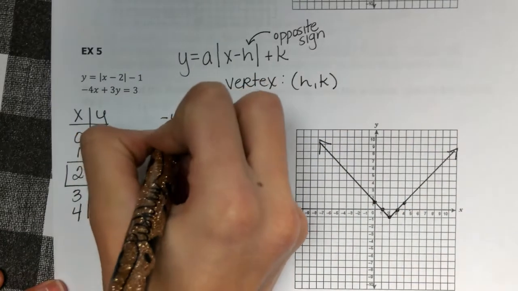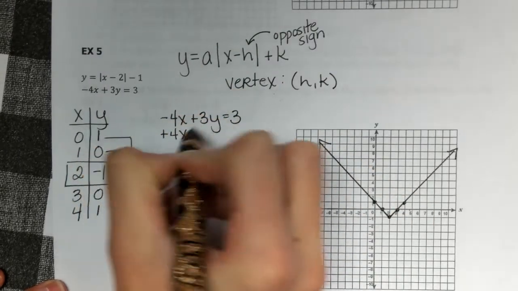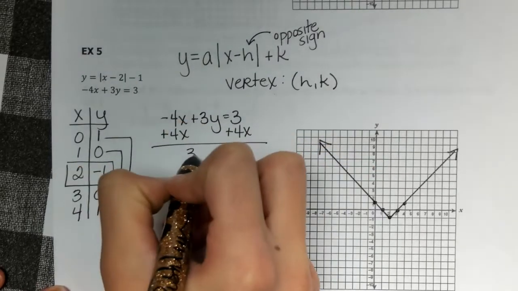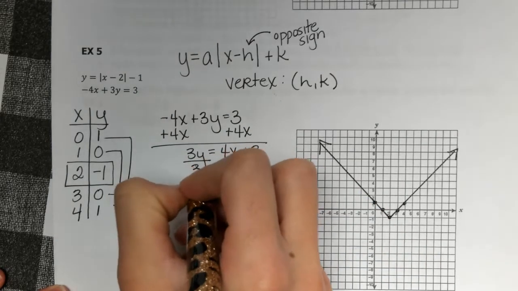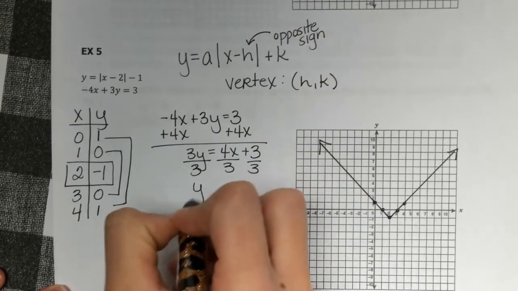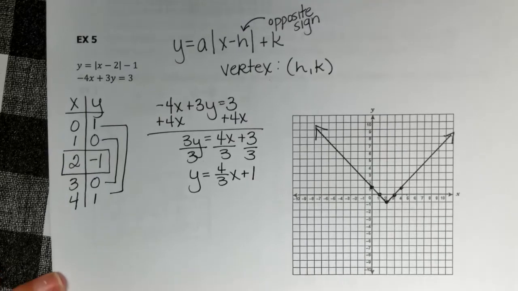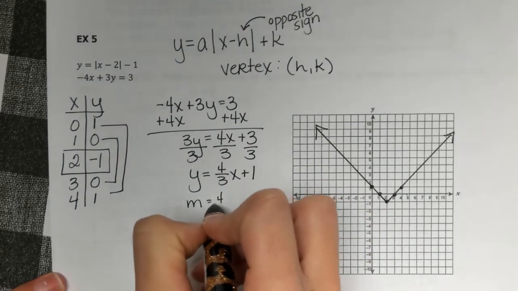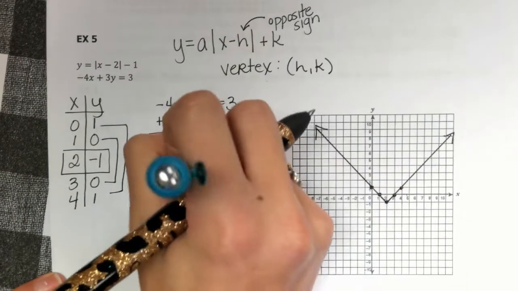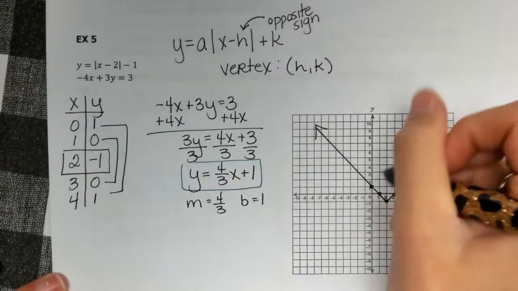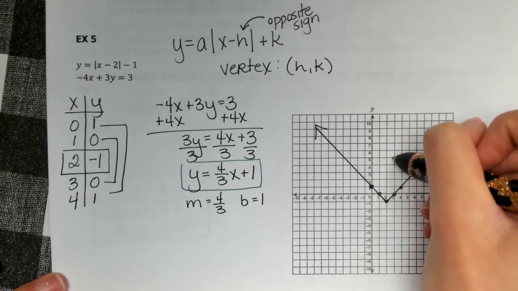And once I do that, I need to solve my second equation for y. So I'm going to add 4x. 3y will equal 4x plus 3. Divide everything by 3. And y will equal 4/3 x plus 1. So my slope will be 4/3. My y-intercept would be 1. So I'm going to go up 4 to the right 3.